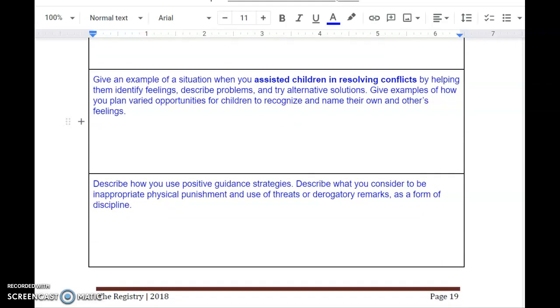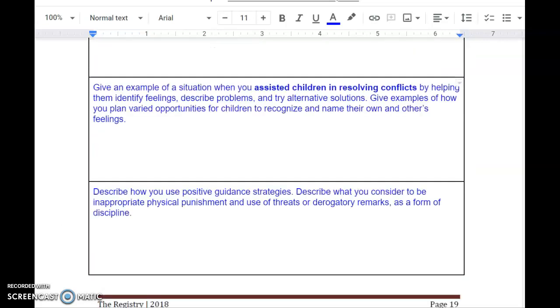Give an example of a situation when you assisted some of the children in resolving their conflicts. How did you help them resolve the conflict? How did you help them figure out what the problem was and how to move forward? And then lastly, describe how you use positive guidance strategies in your classroom. What are ways that you help promote positive ways to deal with things in your preschool classroom?